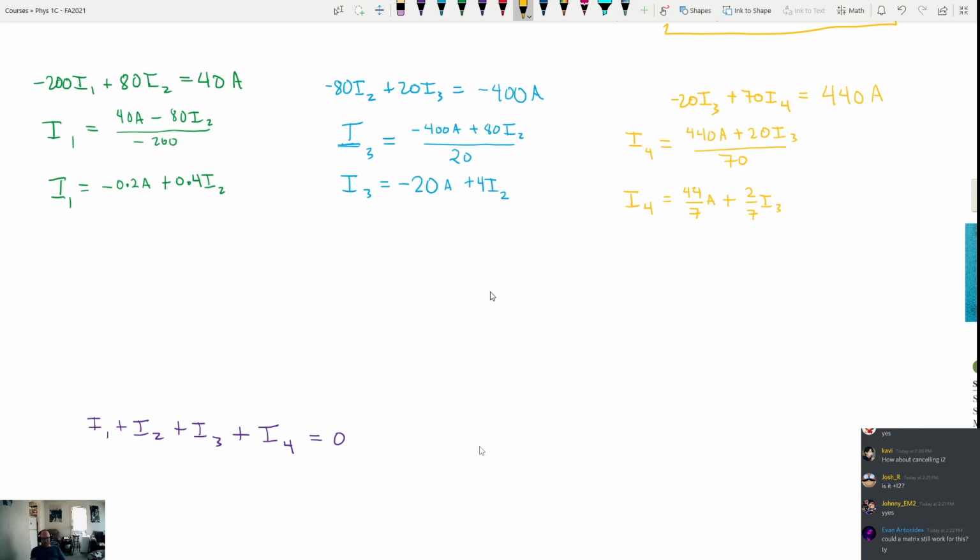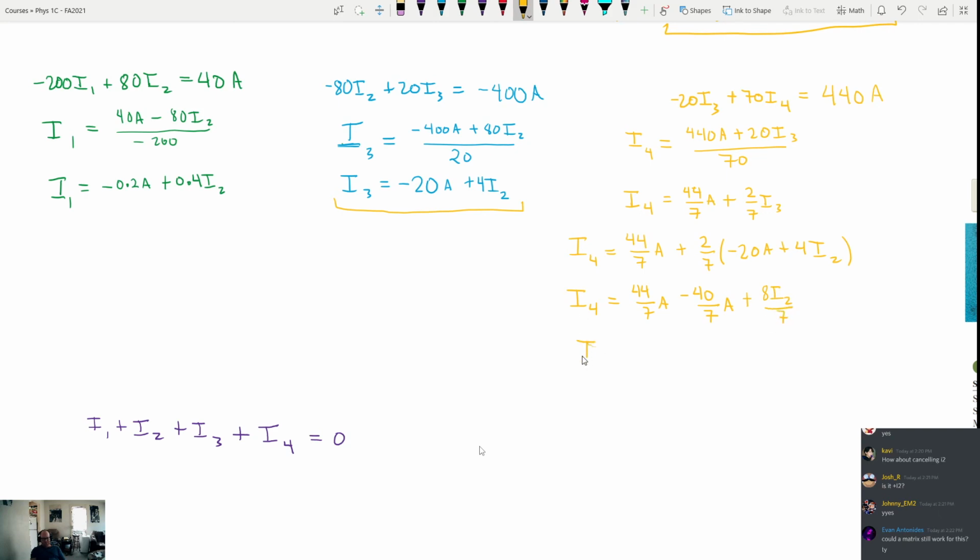Now what I can do is I can say, oh, but I know what I3 is, right? I3 is just that. So I can write this equation as I4 is equal to 44 over 7 amps plus 2 over 7 times negative 20 amps plus 4 I2. And then I can expand this out, so I'll get I4 is equal to 44 over 7 amps. And now we have 2 times 20, which is going to be negative 40. So we have negative 40 over 7 amps. And then 2 over 7 times 4, which will be, no, 8 over 7. So then we have plus 8 I2 over 7.